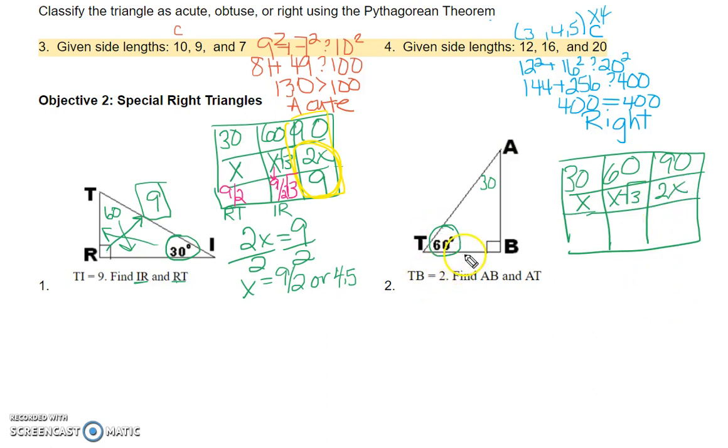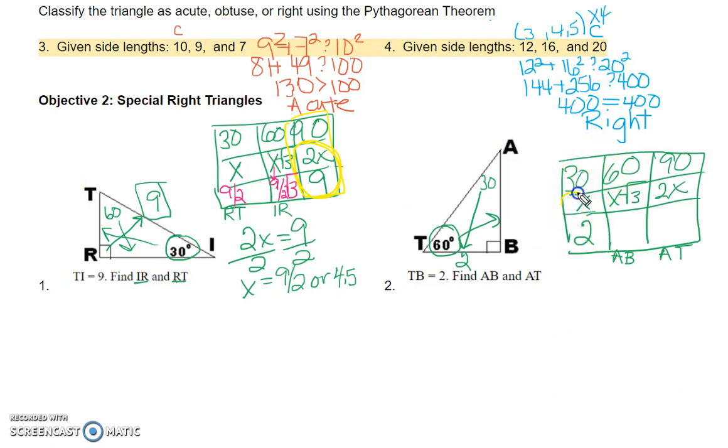They tell me TB is 2, and they want me to find AB and AT. AB is directly across the 60-degree angle, so this is going to represent AB. AT is the hypotenuse, across from the 90-degree angle. And 2 is what's given to me, and that's across the 30-degree angle, so 2 is going to go into my column.